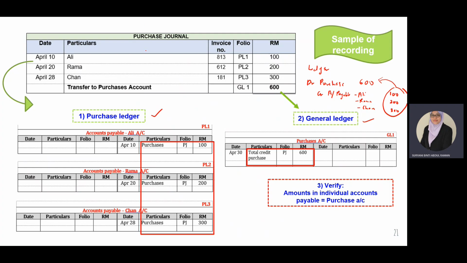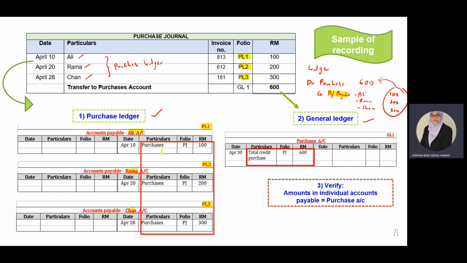So what you do, the first step, after you have identified the double entry, you will post the transaction in the journal into the purchase ledger. You will transfer this into the purchase ledger. So we have put the code of reference here, PL1. So you will open PL1 Ali account, followed by PL2 Rama account, and PL3 Chan account. So you will record on the credit side of accounts payable.